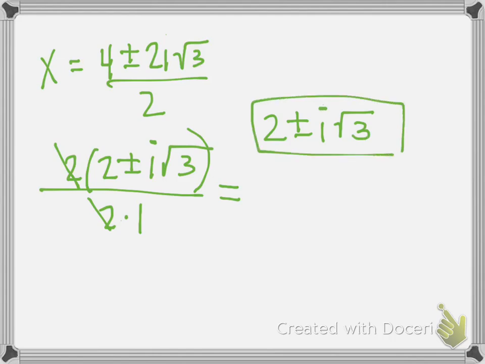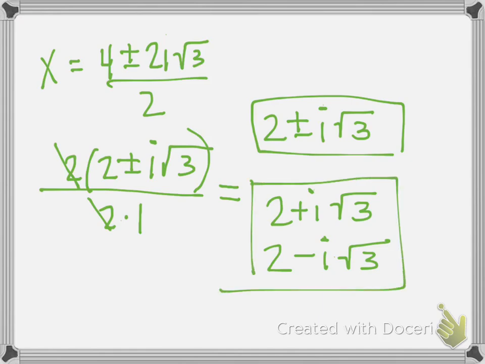You could split the roots up and say 2 plus i square root 3, 2 minus i square root 3. Final answers. You can write them either way. You should be able to recognize them both ways.